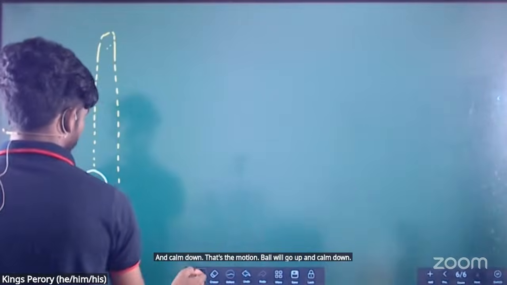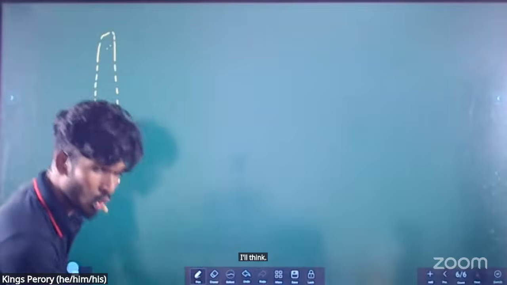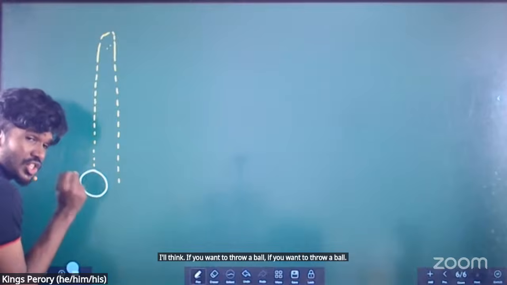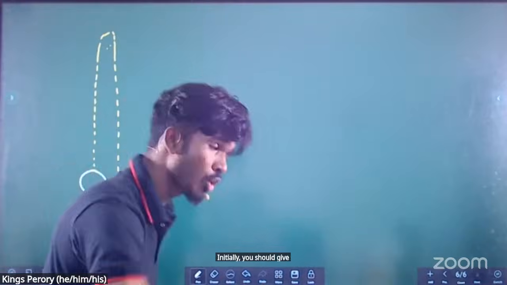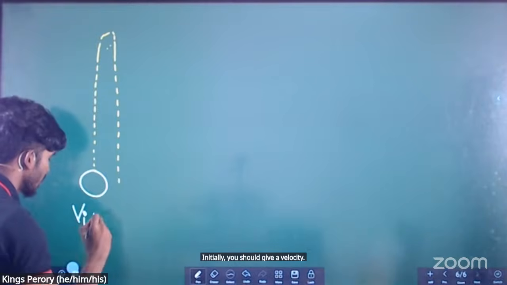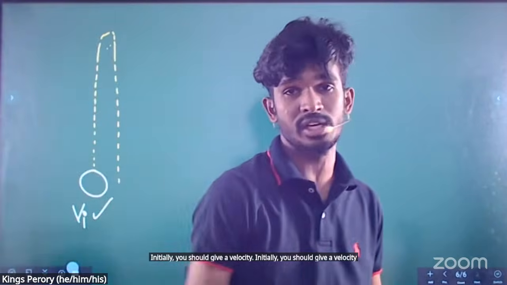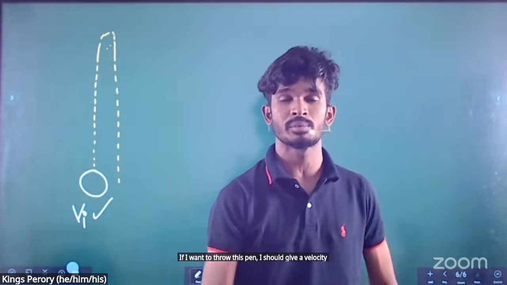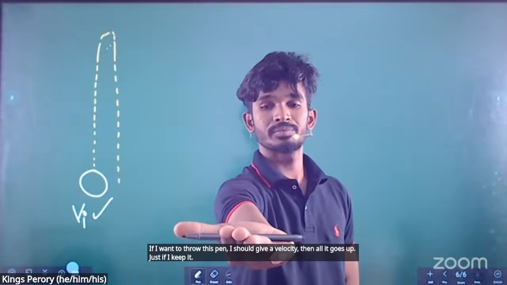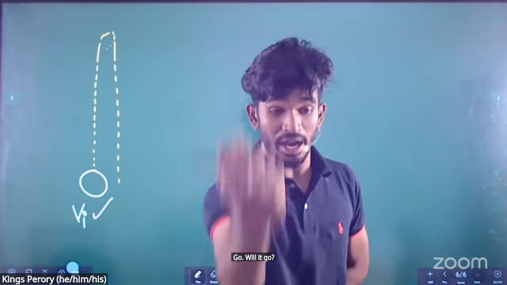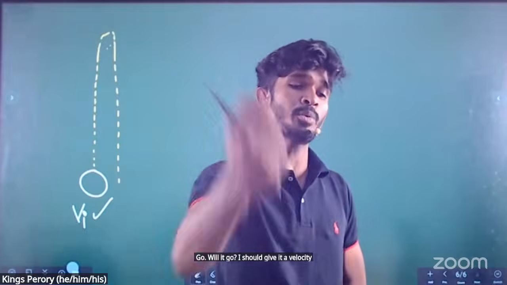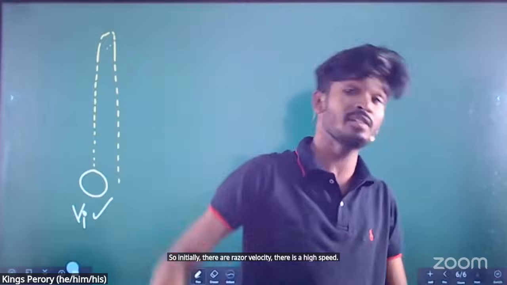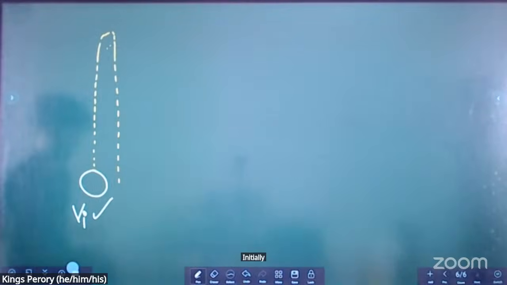Now think. If you want to throw a ball, initially you should give a velocity. See, if I want to throw this pen, I should give a velocity. Then only it goes up. If I just keep it, will it go? I should give it a push. So initially there is a high velocity. For sure there is velocity.